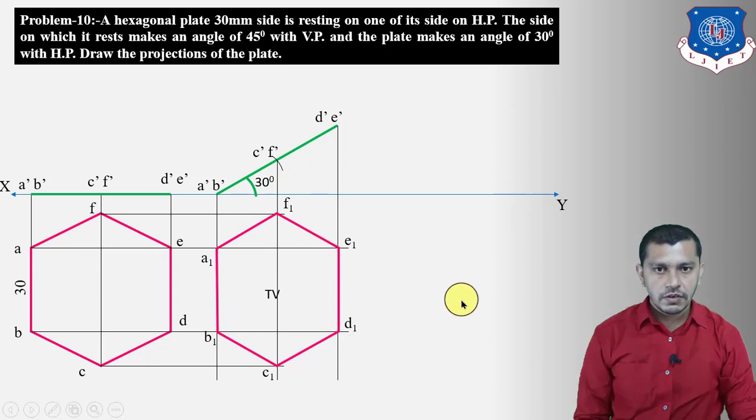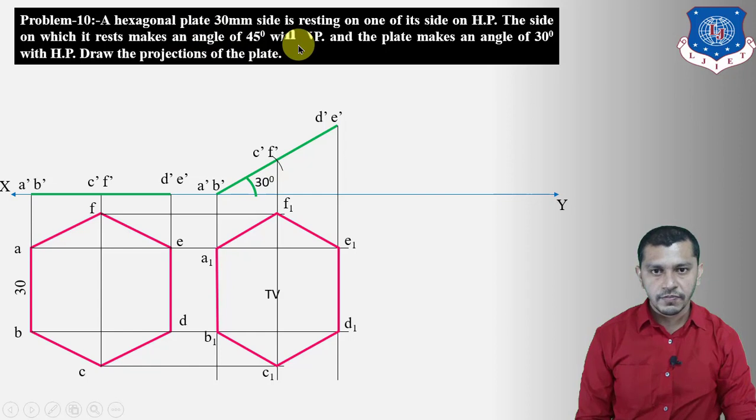Now we have to derive the third stage, and in the third stage we will derive the condition with the vertical plane. So what is the given condition with the vertical plane? The side on which it rests makes an angle of 45 degree to VP. On which side the hexagon plane is resting? Yes, it is resting on side AB on the horizontal plane, because right now the elevation of side AB is on the XY reference line. So the side AB will remain on the HP. So we have to incline AB at an angle of 45 degree to the XY reference line.